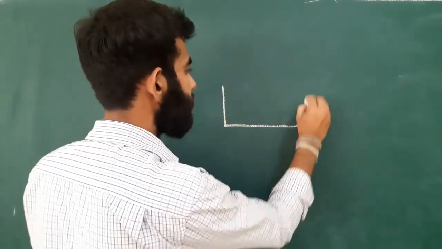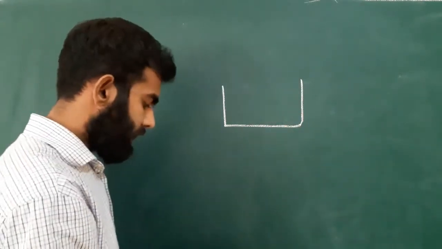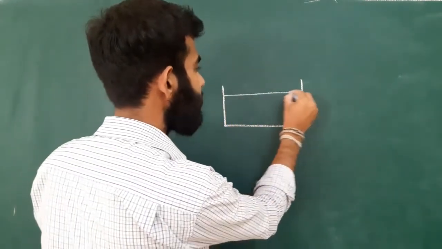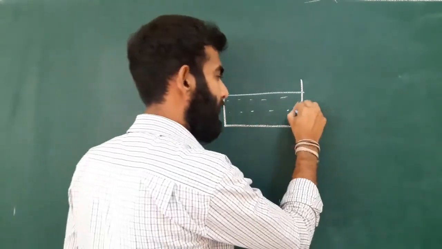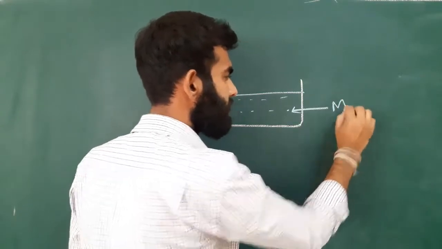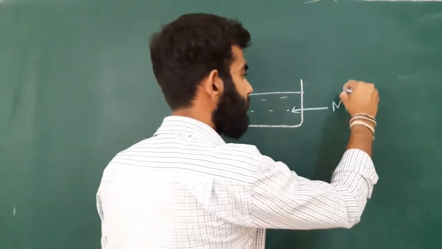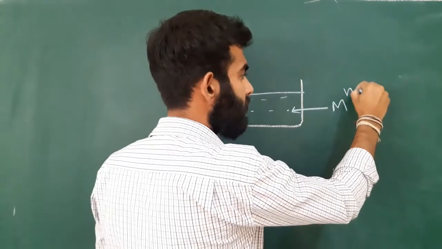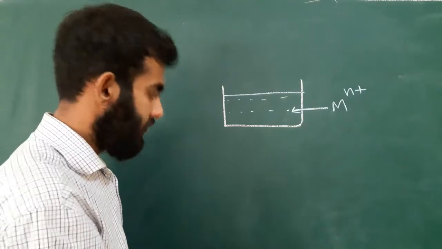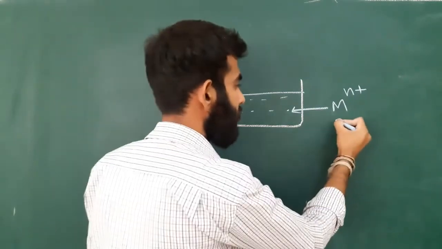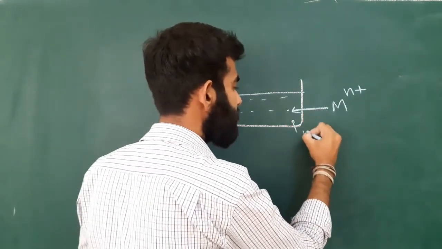Okay, we will consider, imagine, this is a beaker. This beaker contains an electrolyte solution which consists of M metal. Just imagine, the metal is M, its oxidation state is n. So this is a positively charged electrolyte, M n+ solution. This solution is neutral initially.